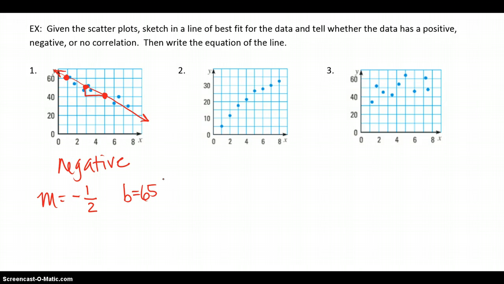Now you have an M and you have a B, so you can write the equation of the line. Y equals -1/2 x plus 65. That is the equation of the line of best fit. Try number 2.